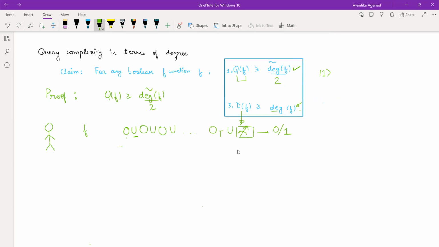Suppose I'm making T queries in this algorithm. I am saying that this T is lower bounded by the approximate degree of f divided by 2. This is what I'm hoping to prove. But I hope the setting is clear, like what I would be doing.